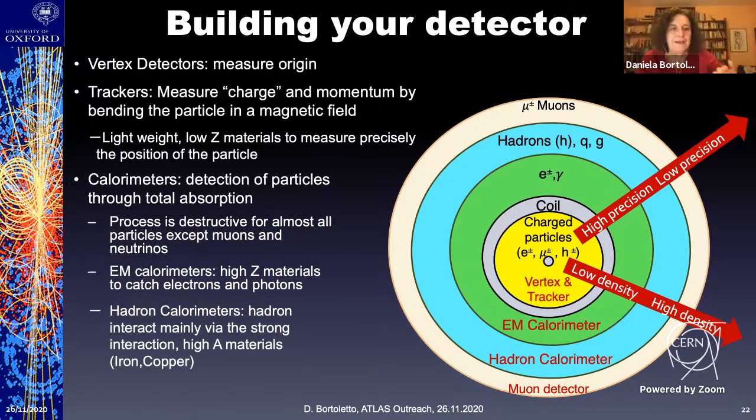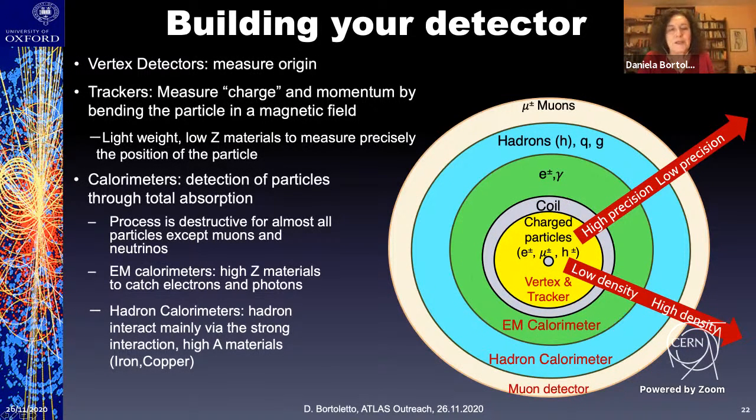Okay. Then around it, you have this electromagnetic calorimeter and the hadronic calorimeter. These are totally different. This detector wants really to absorb the particles that are going through it, because they want to measure the total energy of the particle. So really you want to destructively stop the particle, take all the energy of the particle and measure it all.